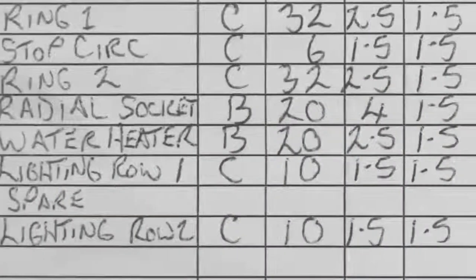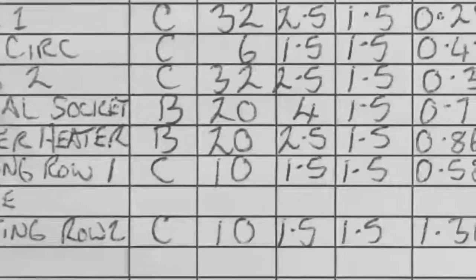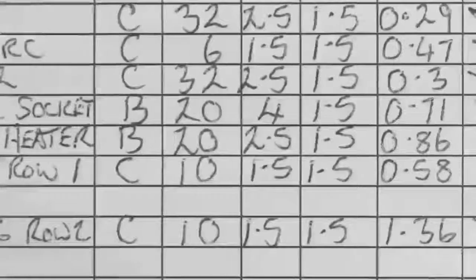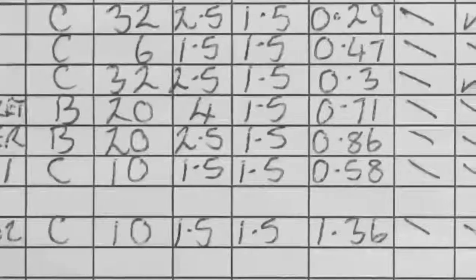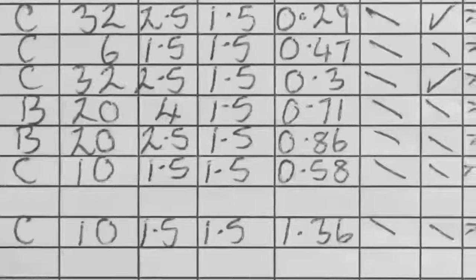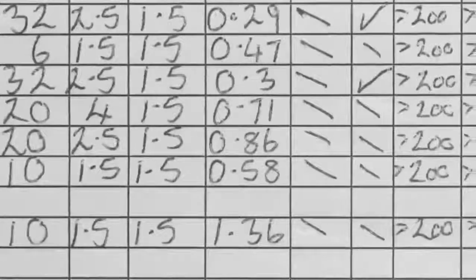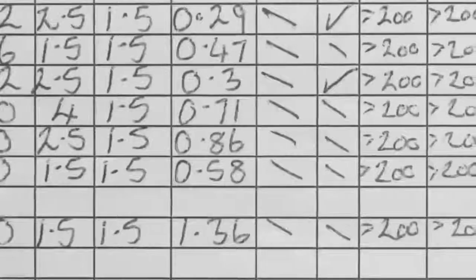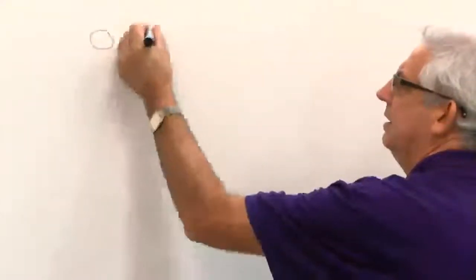On this test sheet here, we can see we've got a water heater, which is protected by a 20 amp type B circuit breaker. The line conductor is 2.5, the CPC is 1.5, and my measured R1 and R2 value is 0.86. So if we now carry out the calculation using the values that we've got, our R1 and R2 value is 0.86.